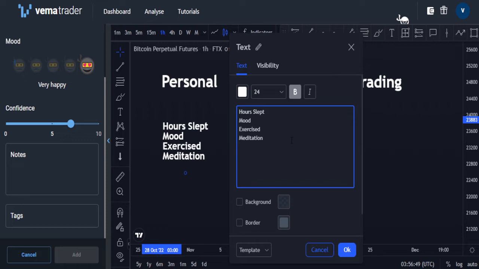So, these are all things that can affect your mental state, and your mental state is basically the key to trading. That's going to make a huge difference in how you trade. So these are all things that can potentially be worth tagging.